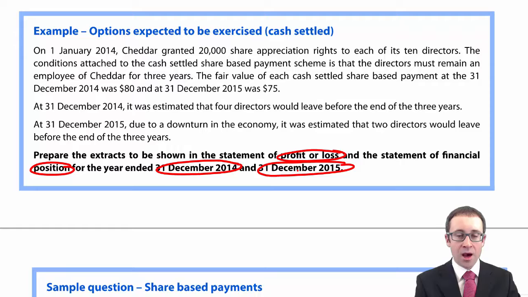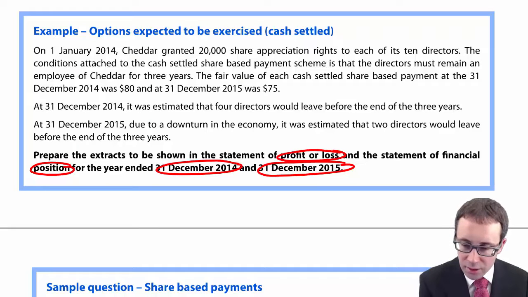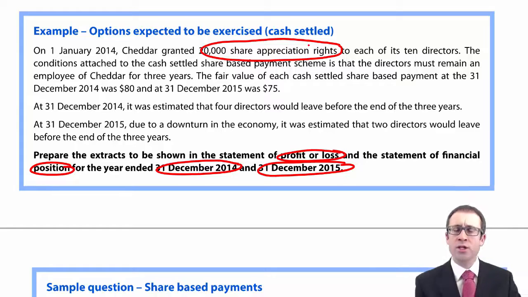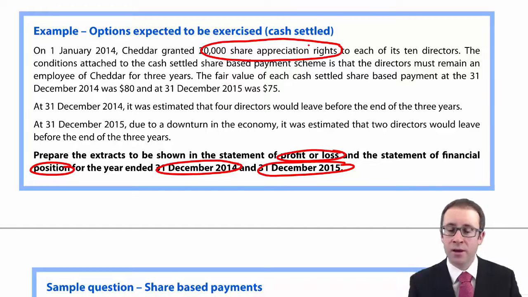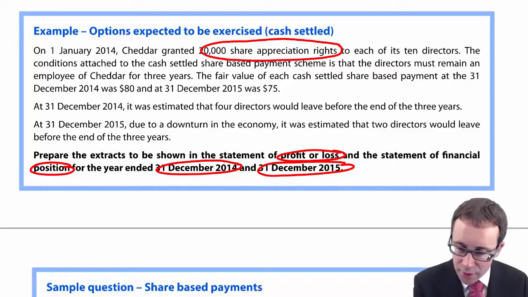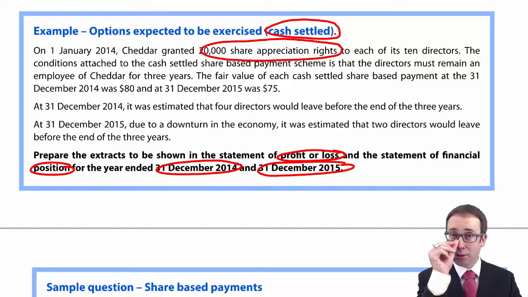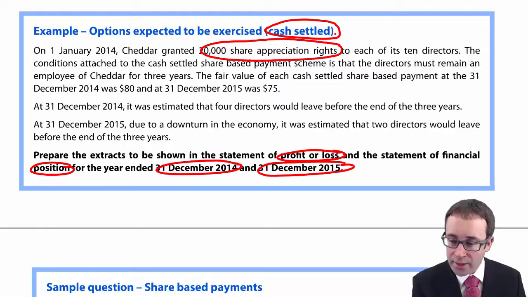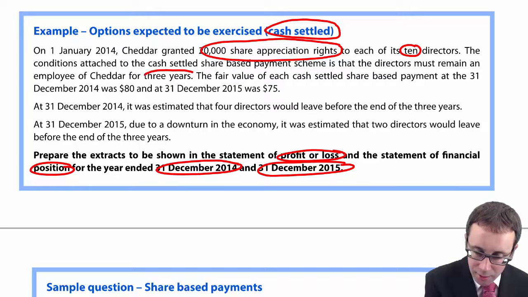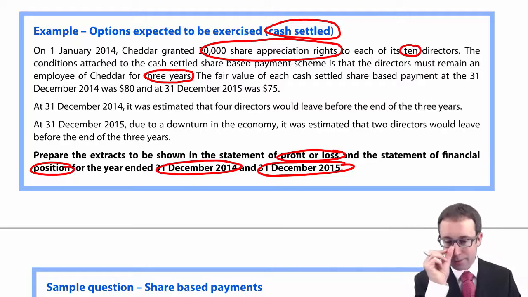On the 1st of January 2014, so at the start of the first financial year, Cheddar granted 20,000 share appreciation rights. So remember, you have to be happy with the terminology. Share appreciation right is the same as cash settled. It says there that we had 10 directors, so 10 employees. They must remain as an employee for 3 years.